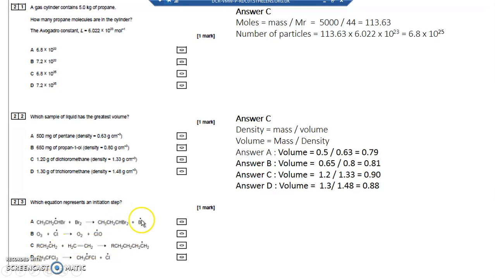And I haven't got 2 dots on the right in either of A, B or C, so the answer must be D. No dots on the left because no bonds have been broken, and then one of the bonds has been broken and one of the atoms has got an unbonded electron, and the other atom's got an unbonded electron, and I've got 2 dots on the right. So for the initiation step, no dots on the left, 2 dots on the right, the answer is D.